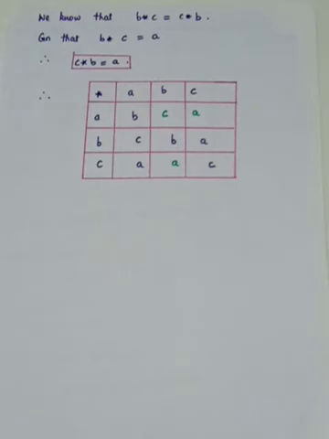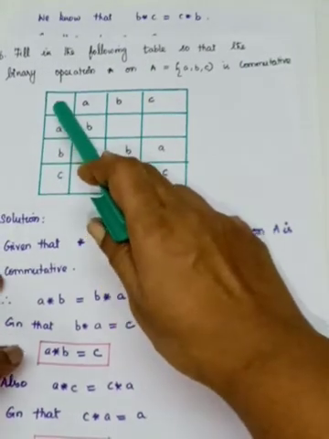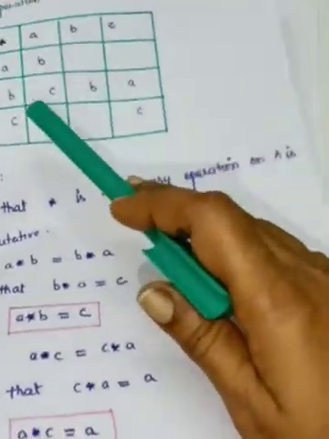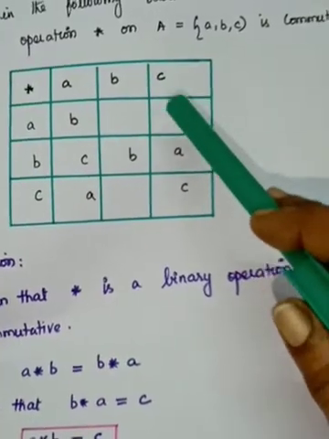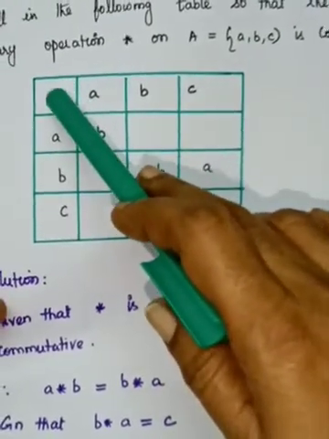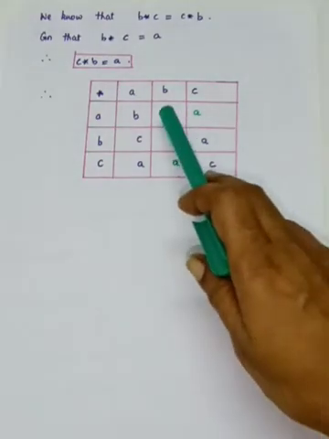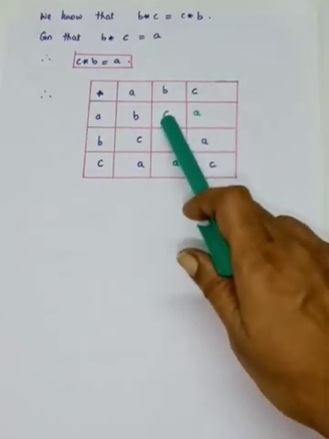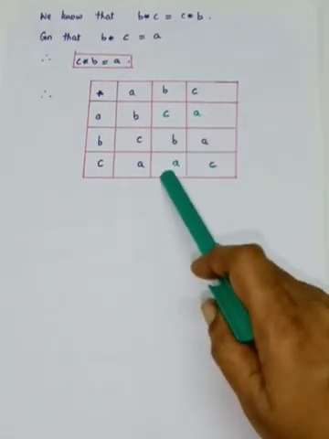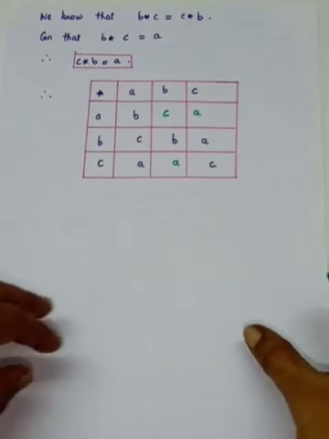What is given here? B asterisk C is nothing but A. So C asterisk B is also A. Therefore we have filled this element as C here and A here, and C asterisk B is equal to A. It is given that the binary operation is commutative. So therefore we have found the answer.